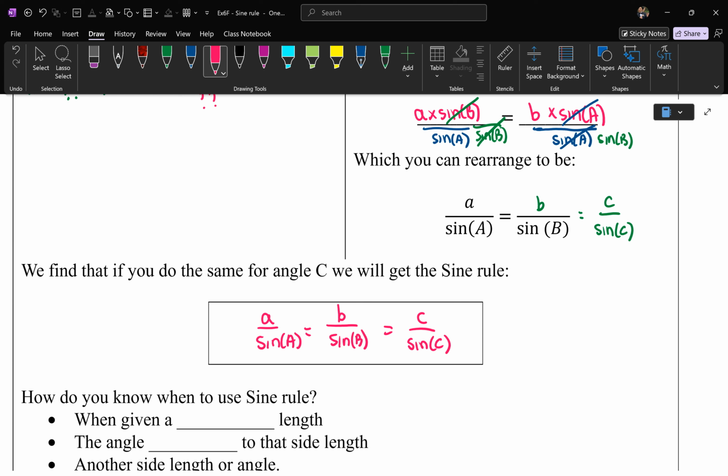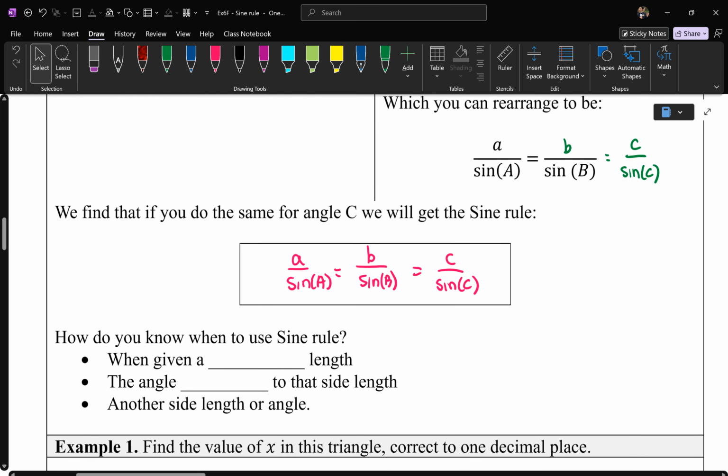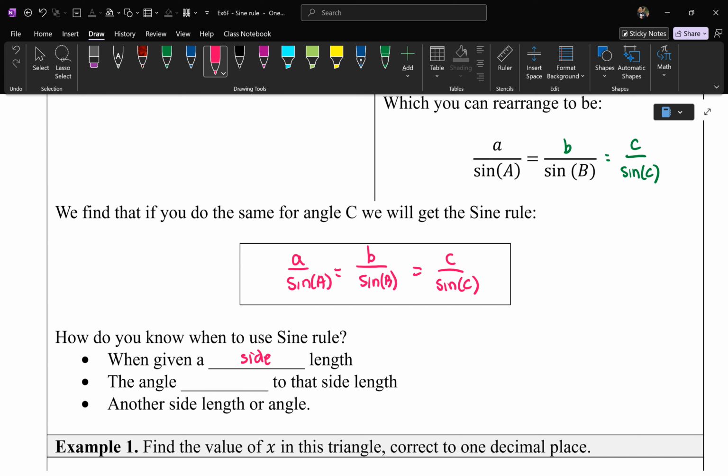Cosine is a different formula. We're going to use this one, and there are some caveats. How do you know when you can use a sine rule? You know when they give you a side length, and they have to give you an angle, but not any angle. It actually has to be a corresponding angle to that side length.